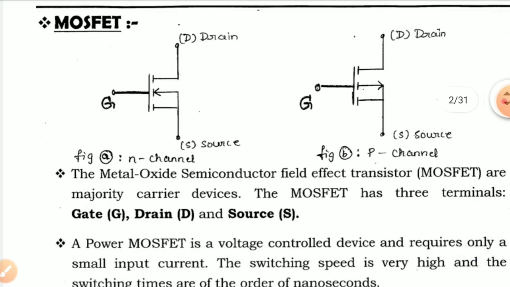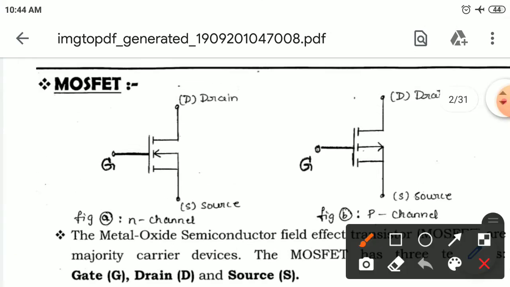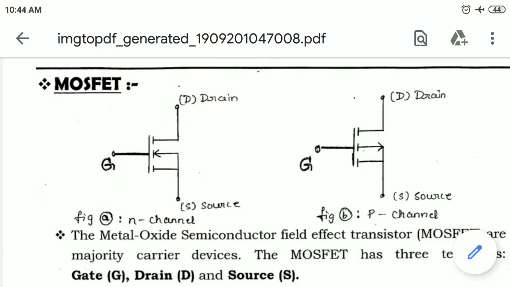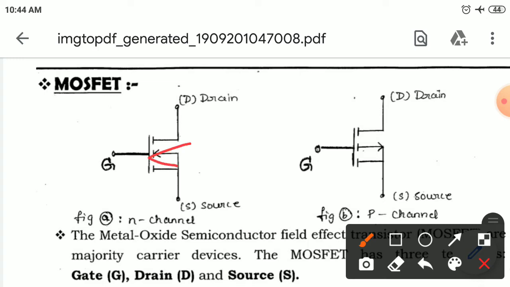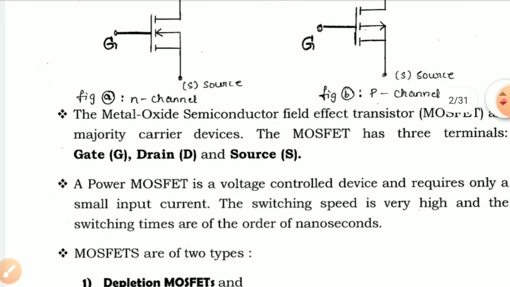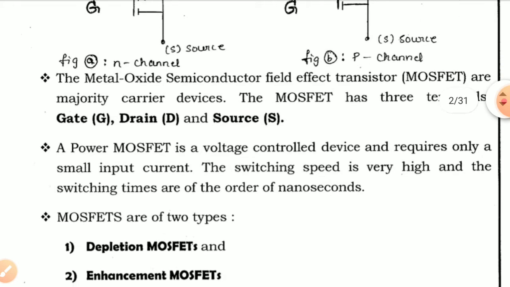The power MOSFET mainly consists of three terminals: gate, drain, source. Based on the flow of current, we have N channel and P channel. You can see the flow of current towards the gate, or away from the gate. Based on that we have N channel and P channel type MOSFETs here. Power MOSFETs are voltage controlled devices, as I said. They only require a small amount of input current. The switching speed is very high and the switching times are of the order of nanoseconds.